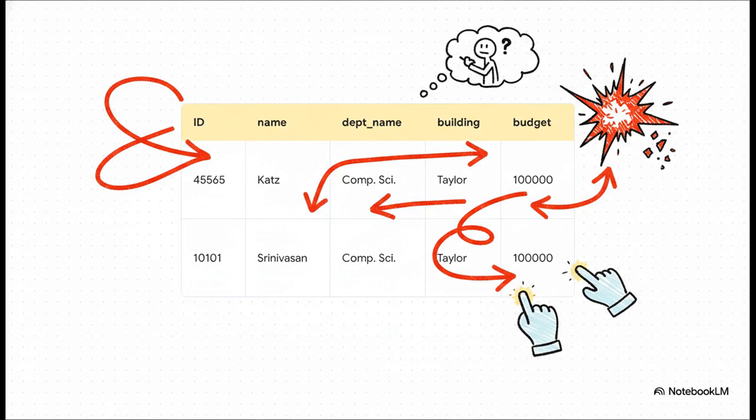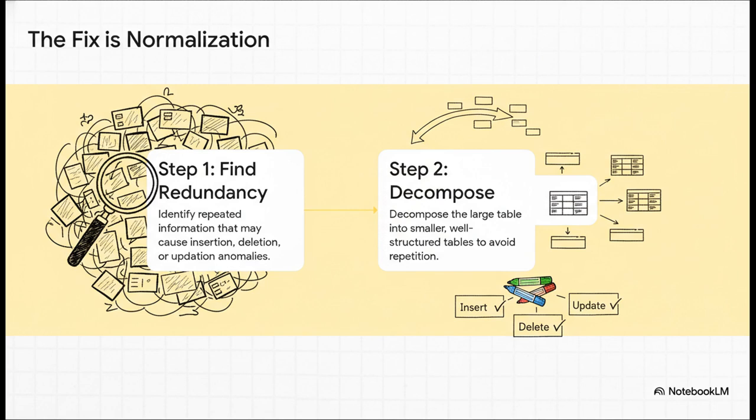Why? Well, what if the budget changes? You have to remember to update it in every single one of those spots. If you miss just one, your data's now wrong. It's corrupted. Thankfully, there is a formal process for fixing these kinds of design flaws.